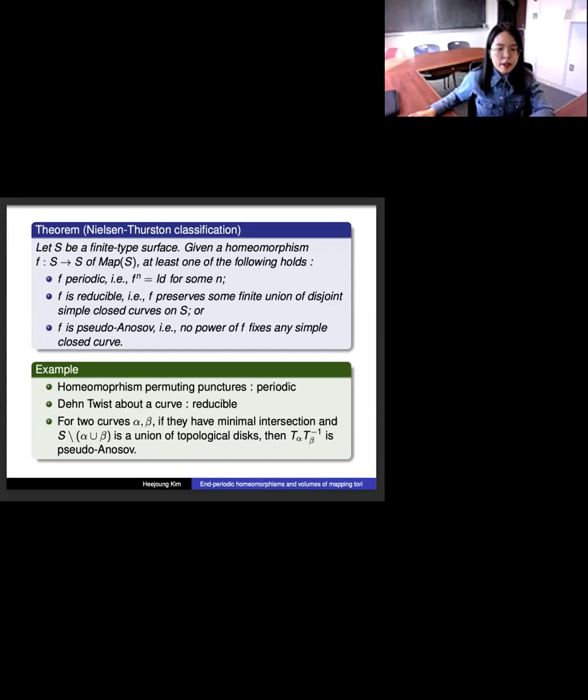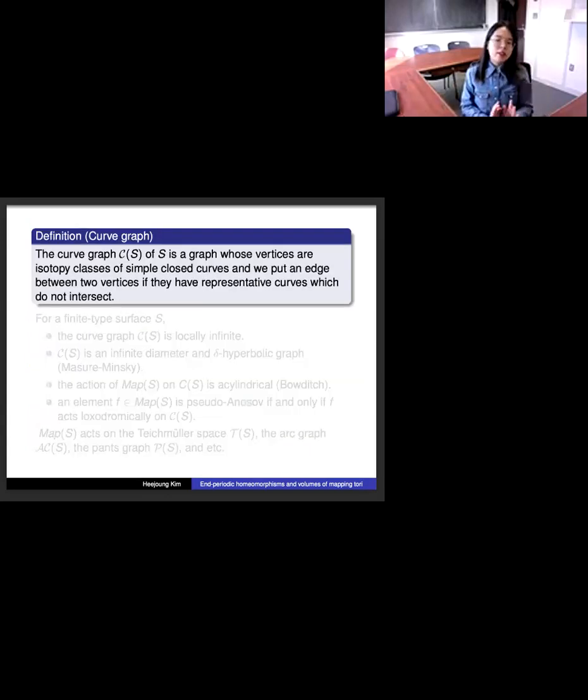Now I'd like to briefly mention a hyperbolic space called the curve graph, where the mapping class group acts by isometries. Curve graphs are one of the important tools to study mapping class groups. So here's the definition. The curve graph of a surface is a graph whose vertices are isotopy classes of simple closed curves. And we put an edge between two vertices if they have representative curves which do not intersect.